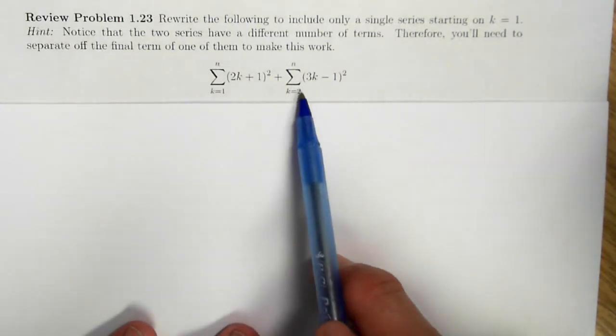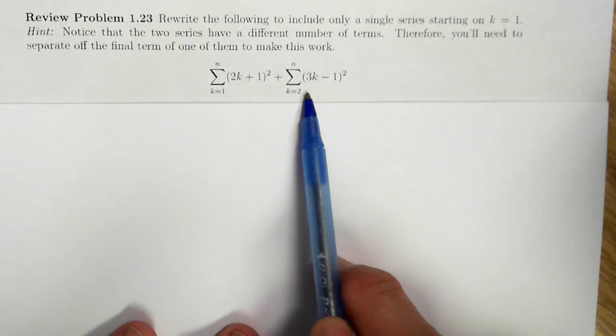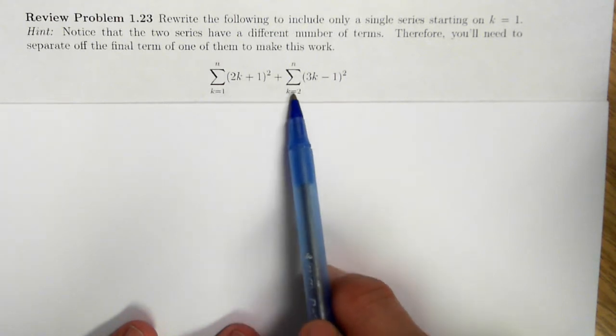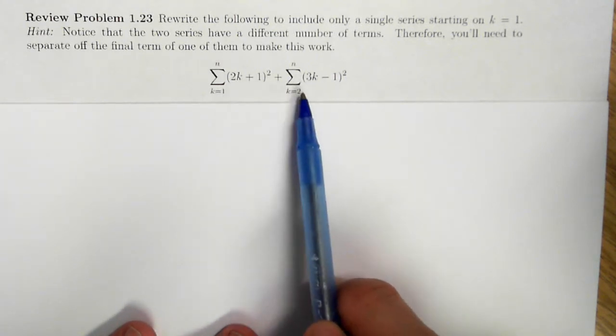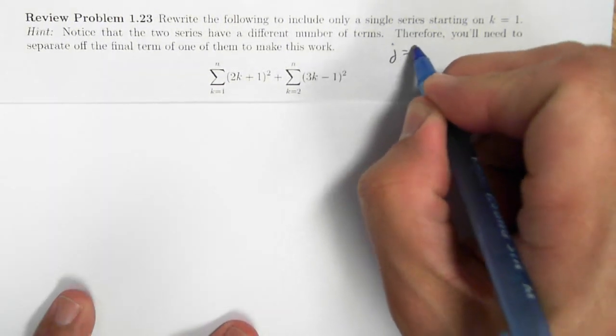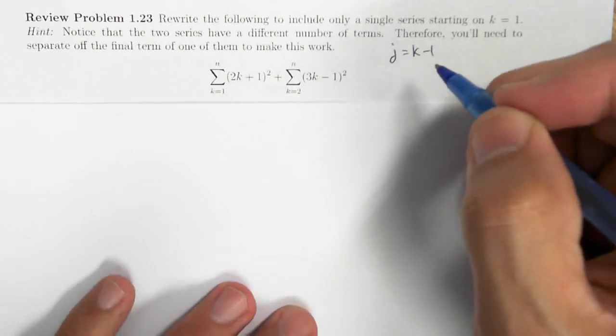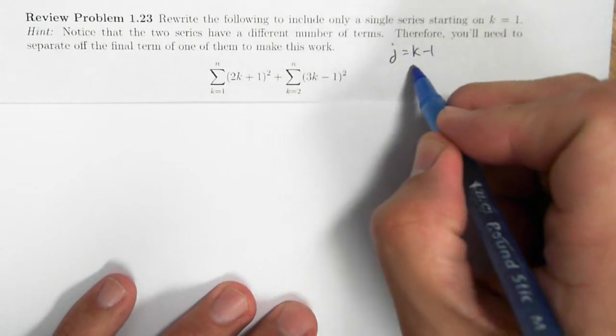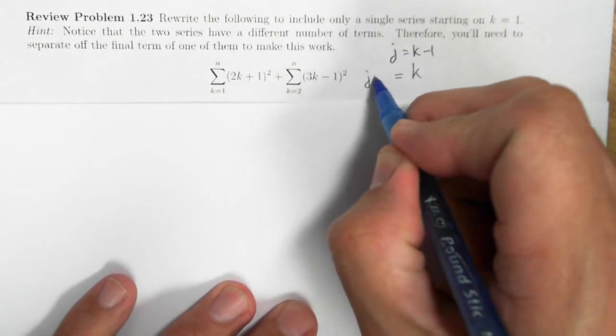So first things first, we're going to change the second series so that it starts on 1 instead of 2. This starts on 1, I want this one to start on 1. So for the second sum, we're going to let j be equal to k minus 1 so that I get something that starts on 1. And so k would be equal to j plus 1.